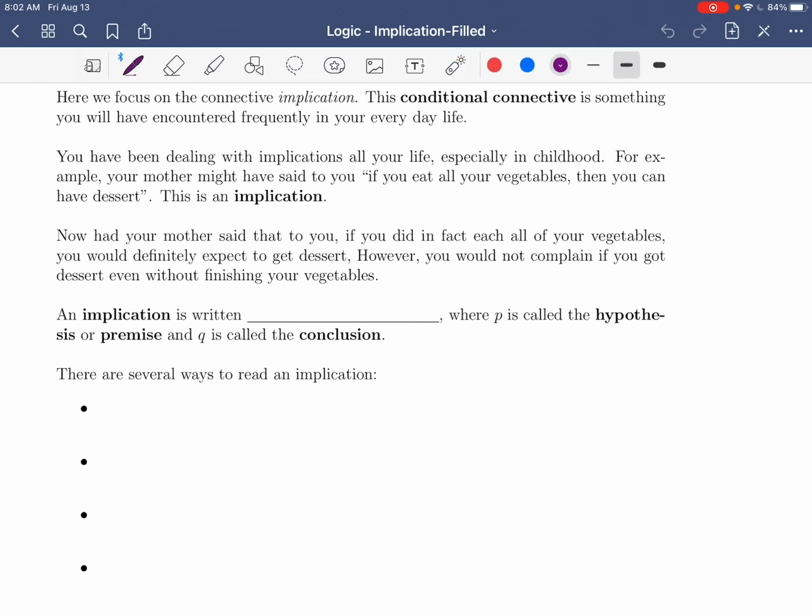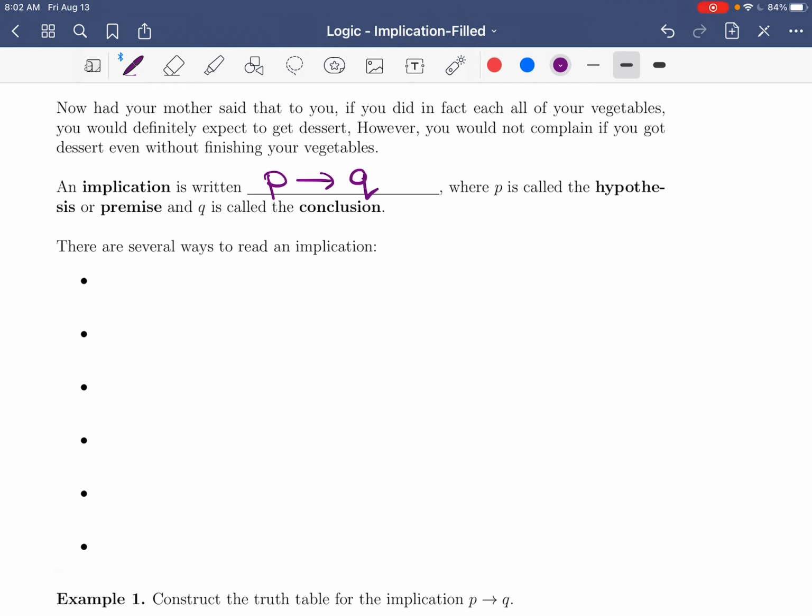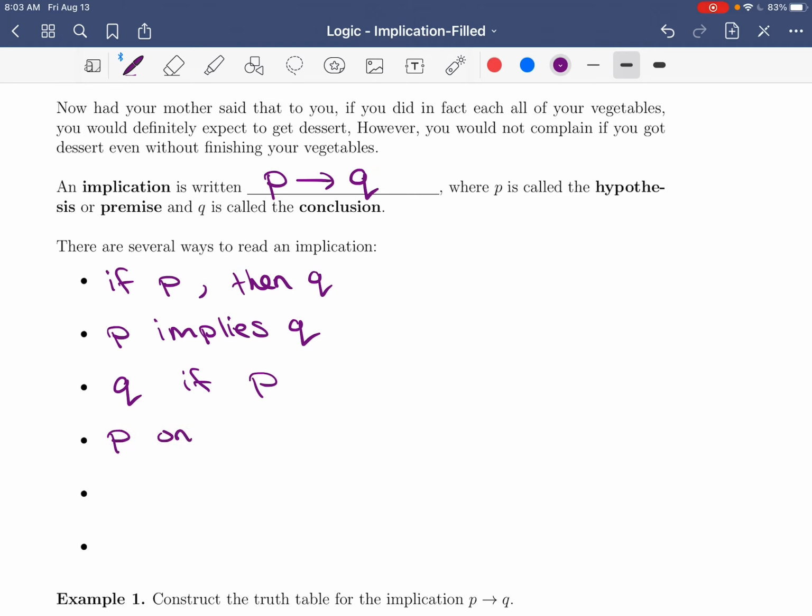So the implication, remember, is written P arrow Q. P is called the hypothesis or premise, and Q is called the conclusion. There are several ways to write or read an implication. The most common is if P, then Q. But you could also say P implies Q, or you could say Q if P, or you could say P only if Q.